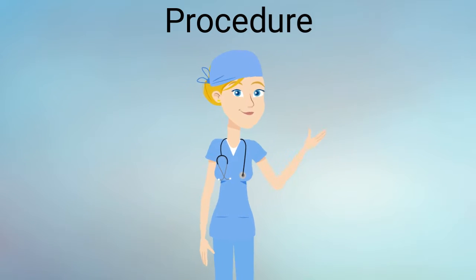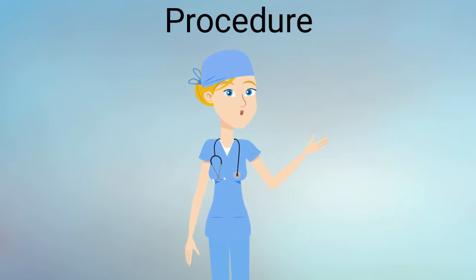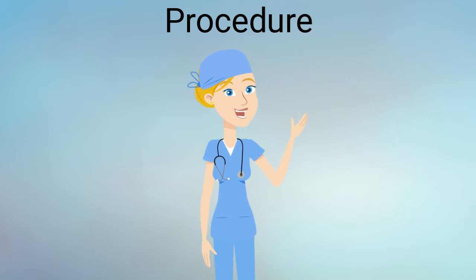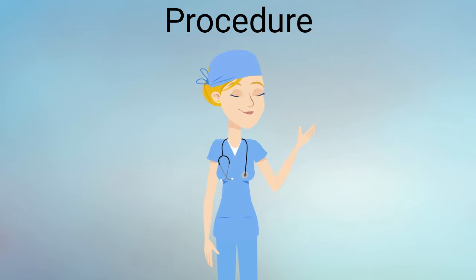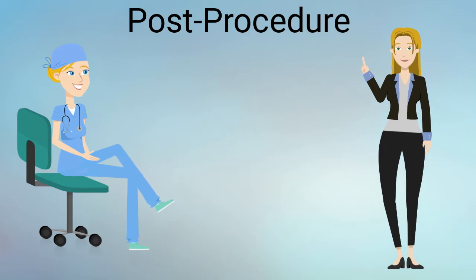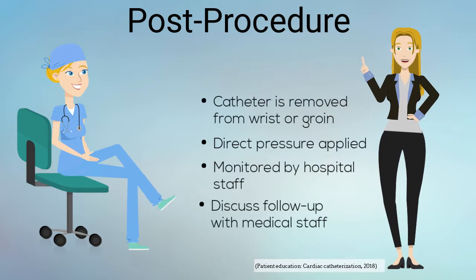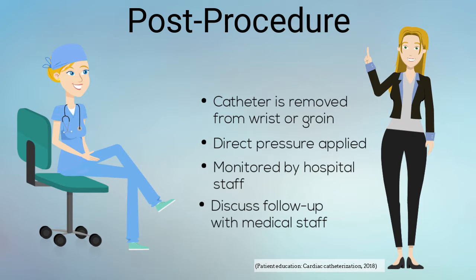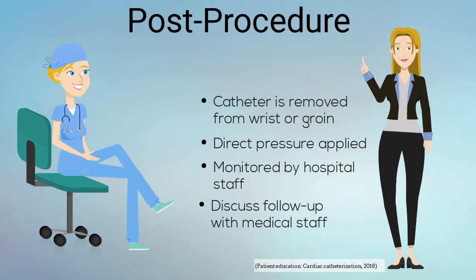At this point during the procedure, your doctor will make the decision if any narrowing or blockages in your arteries require stenting. Your physician may take measurements of the pressures in your heart chambers or even take a biopsy of the tissue if medically necessary. After your cardiologist completes the procedure, the catheter is removed from your wrist or groin and direct pressure is applied to the site to avoid bleeding.